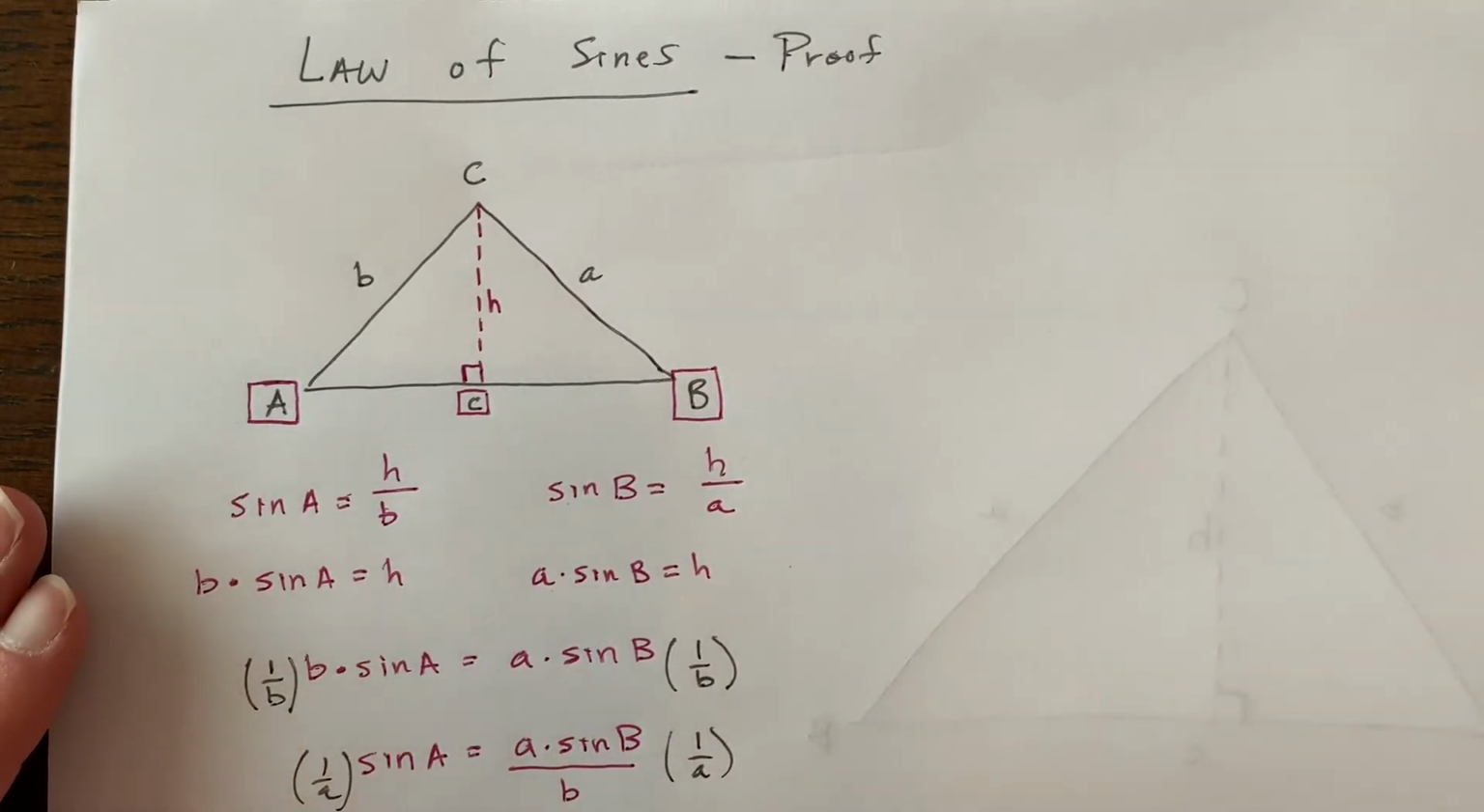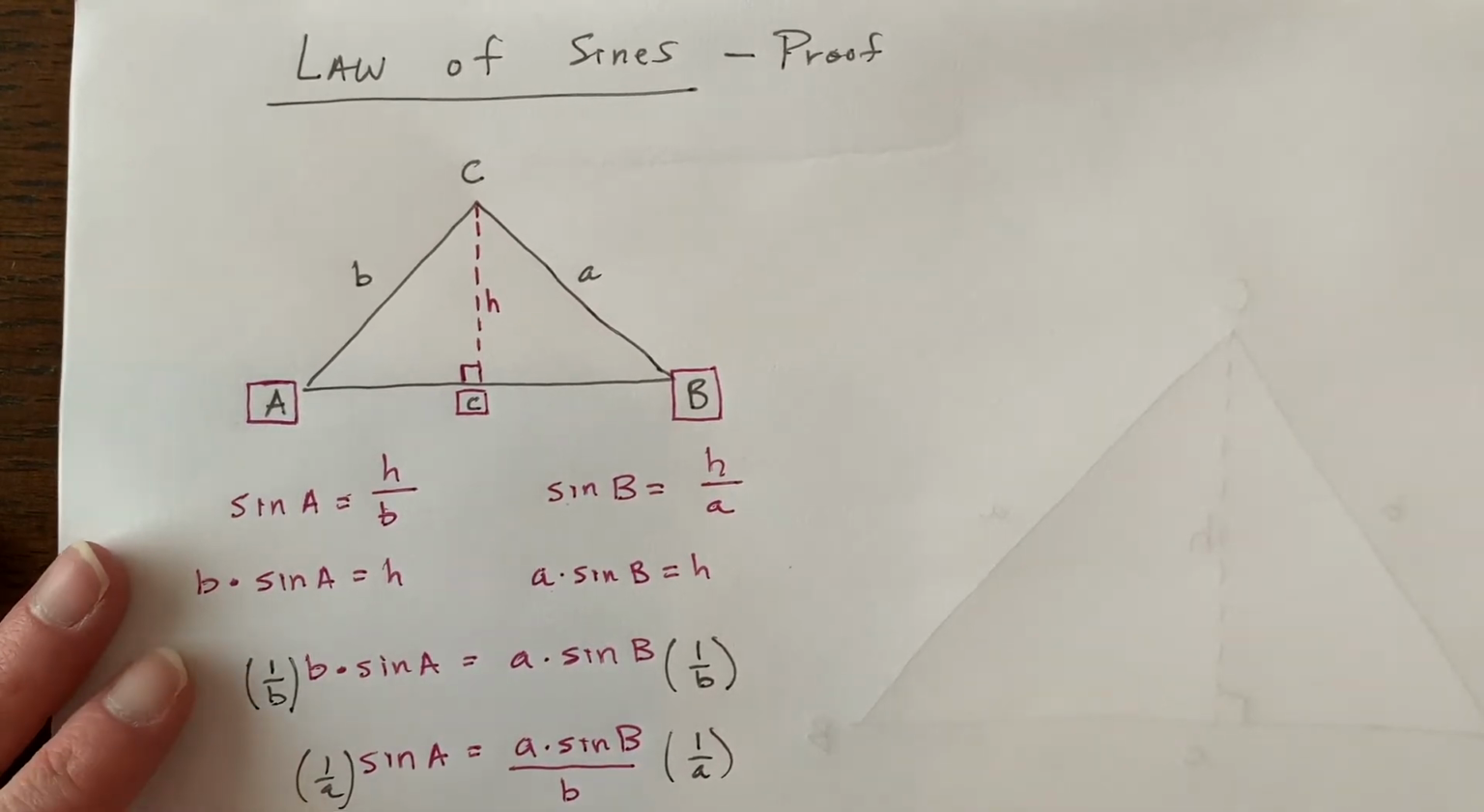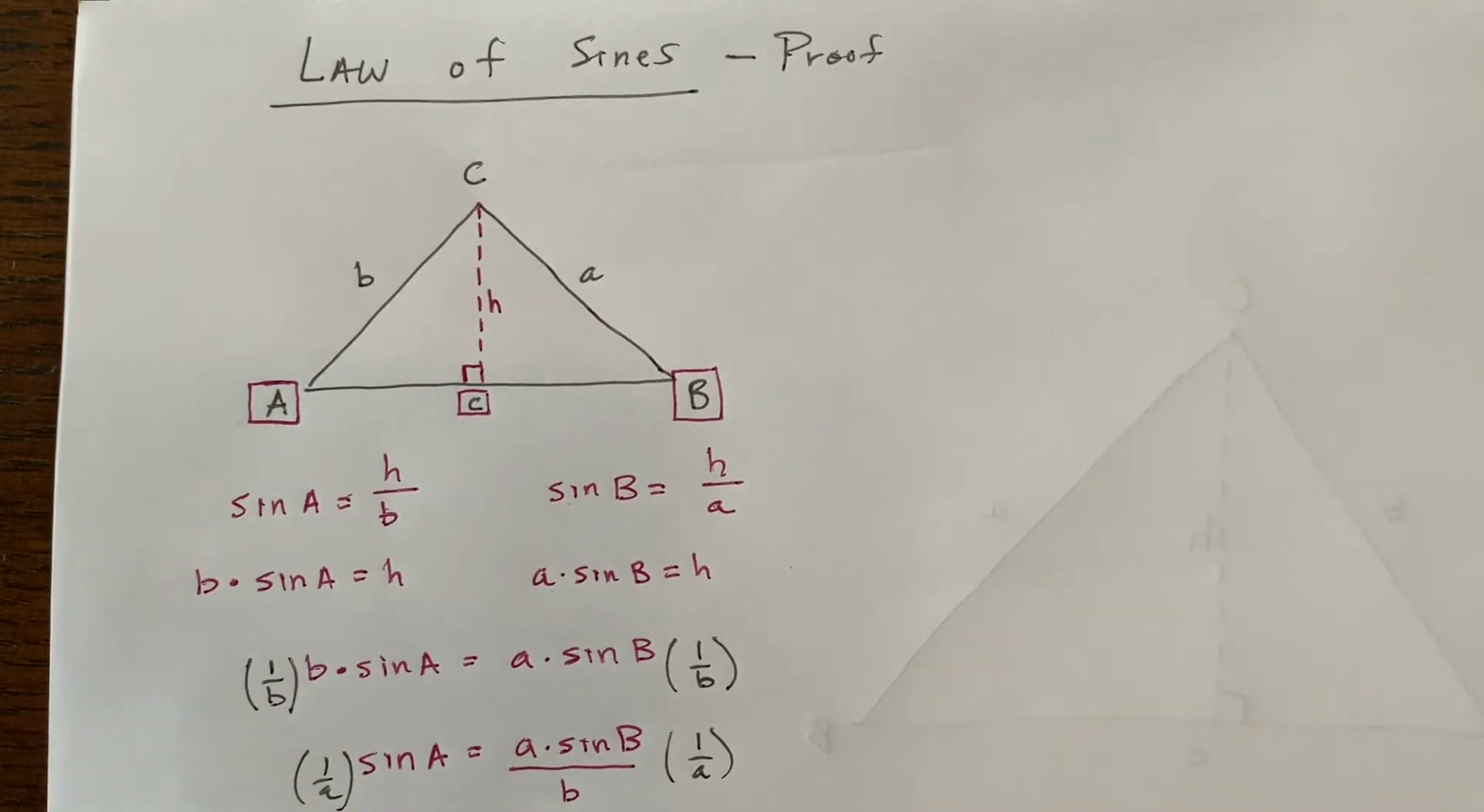So I have 1 divided by a times sine of a. This is the sine of a divided by a. Okay. On the right side, a times 1 over a cancels. So I have the sine of b divided by b. This, my friends, is the formula for law of sines. So this is an example of an algebraic proof.